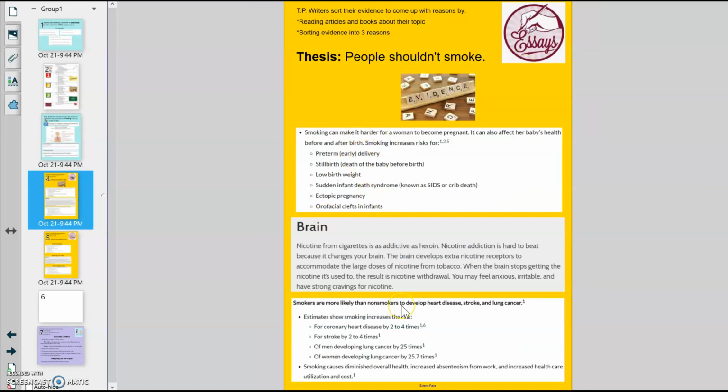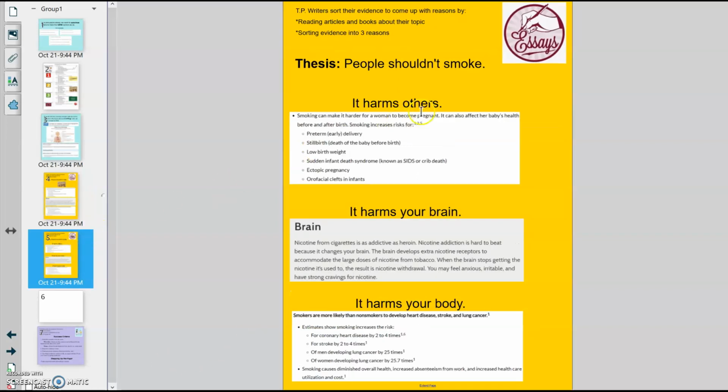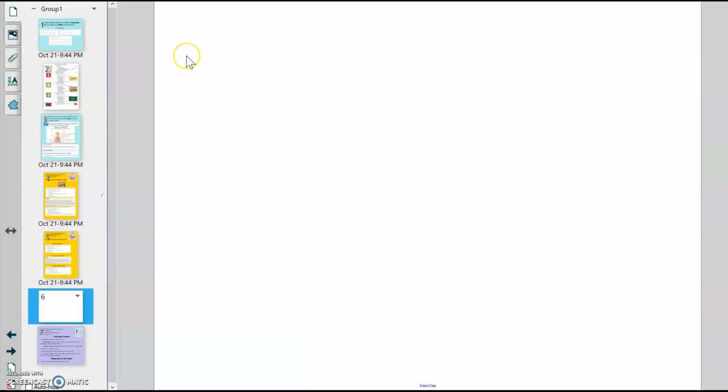Now, after looking at all of the evidence, I need to come up with 3 reasons to support that thesis. And it seems like this evidence is all about how smoking harms others. This evidence shows that smoking harms your brain. And this evidence shows that smoking harms your body. So these are going to be my 3 reasons why people shouldn't smoke. Now, let me show you how I could type this out into a persuasive essay.